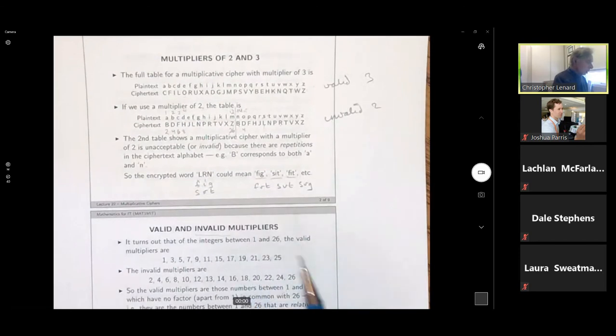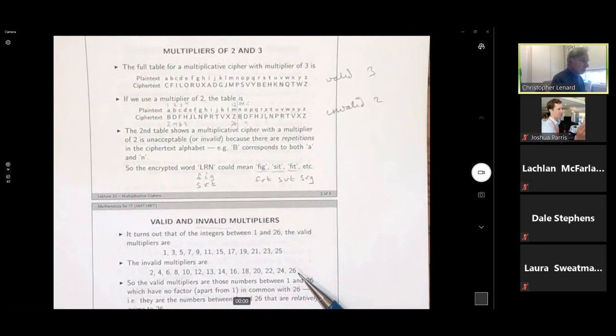The valid multipliers are basically everything from 1 to 26. Okay, 1 doesn't do much. If you multiply by 1, you'll get the same ciphertext out as you put in as plain text. 3 is okay. 5 is okay. 7, 9, 11, 15, 17, 19, 21, 23, 25 are all good. All the other ones, 2, 4, 6, 8, 10, 12, 13, 14, 16, 18, 20, 22, 24, 26, are bad. And you ask yourself, is there a pattern there? The answer is yes, there is a pattern.